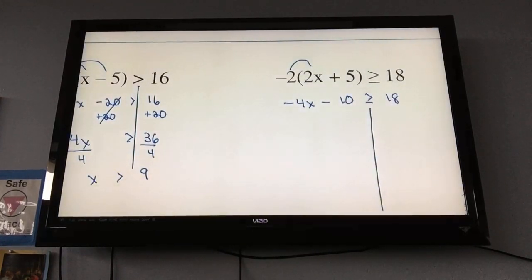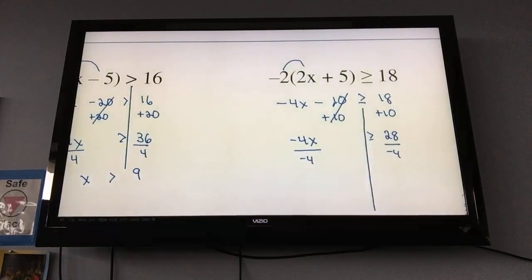Next step, add 10. So negative 4x, those are 0, greater than or equal to 28. Divide by negative 4. Ding, ding, ding, ding. I'm dividing by a negative, so I'm going to switch the direction of that symbol to less than or equal to. It's always going to be in that last step that it could possibly happen.